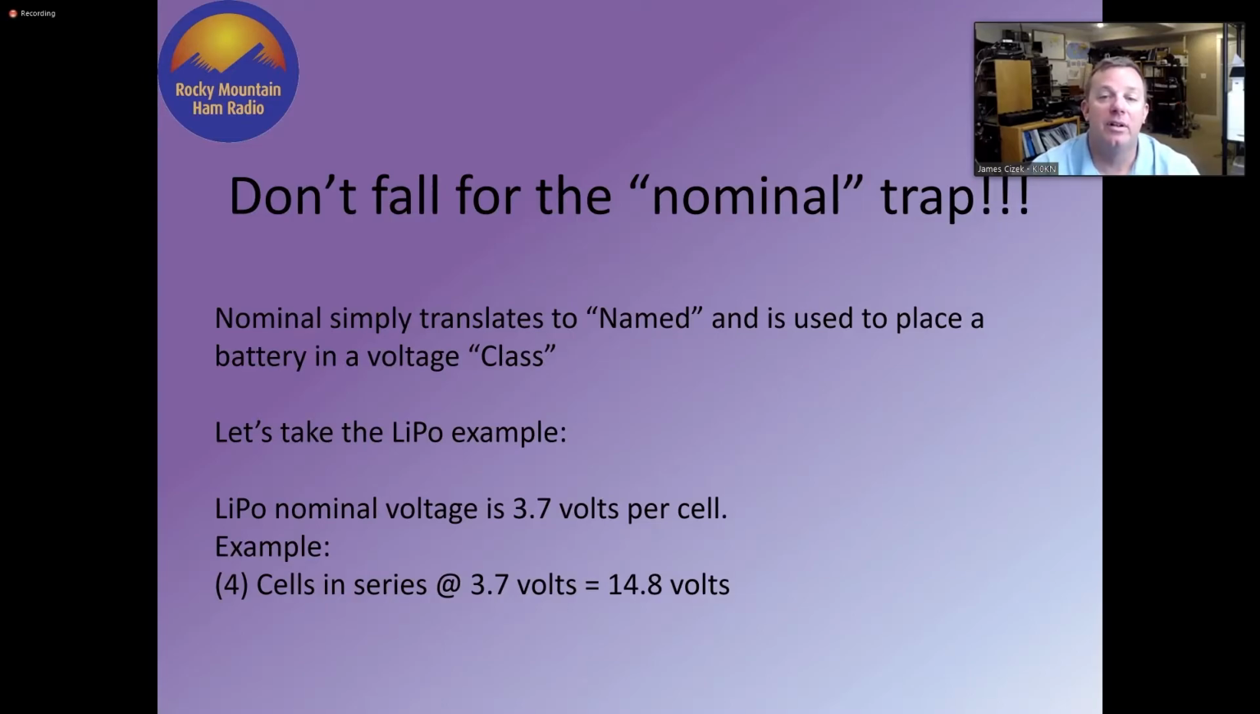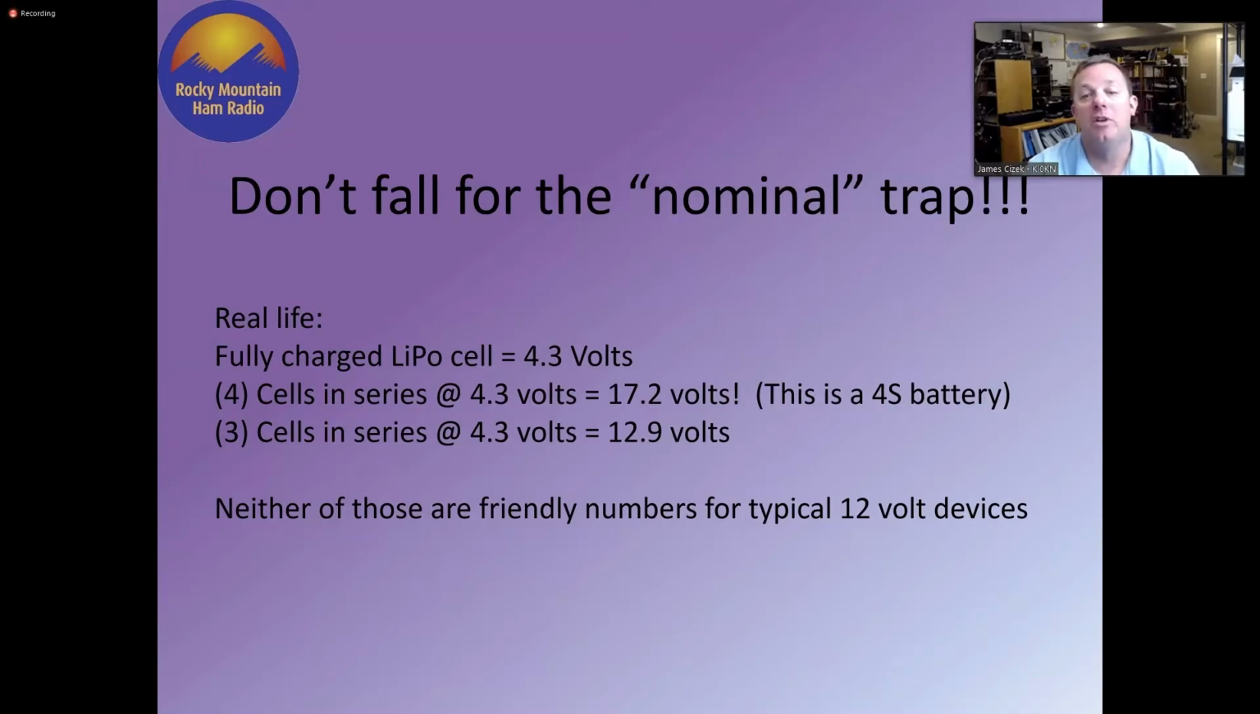But in real life, a fully charged Lipo is 4.3 volts. If you put 4 cells in series, we're at 17.2 volts for a 4S battery. That is way too high for most of our ham gear. 15 volts is usually pushing it for things like mobile transceivers. Now you say, all right, well, we take 3 cells and fully charged it is 12.9. The problem is that as it falls and becomes low, it's going to be under 10 volts. It's too low, so we won't get the same range out of it. So those are not very friendly numbers for our 12 volt devices.